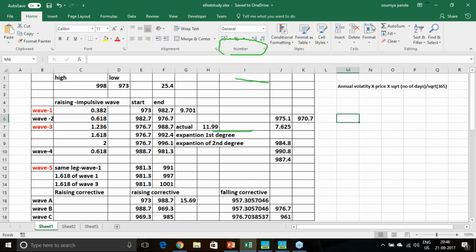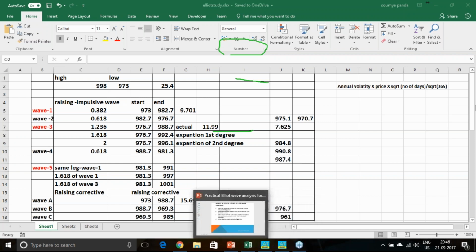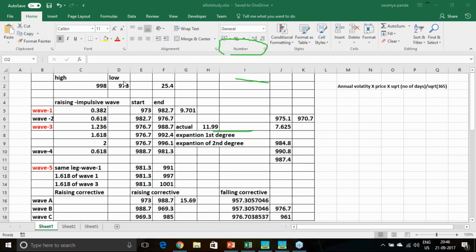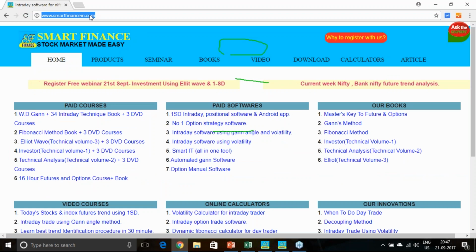What does one standard deviation say? Annual volatility into price into square root of the number of days you are going to hold, divided by square root of 365. You will get a price range. Once you get a price range, then all your wave studies will be perfect. So there are two ways. Either if you have any advanced software, look into specific Elliott tools which can draw those things for you, or else you just go for a calculation. So I am just going to take some calculations for this.